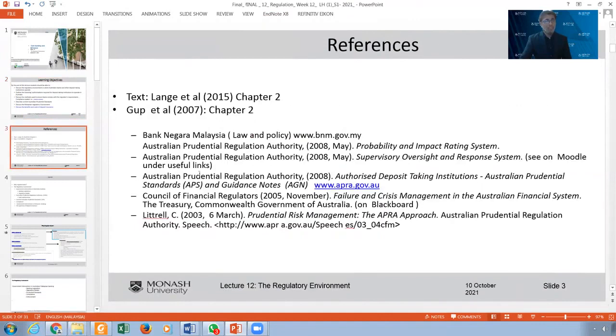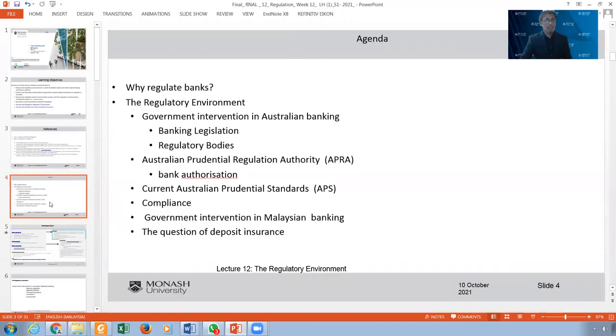These are the resources, and actually the resources are APRA resources, or you can look at Bank Negara. If you are in Australia, it is APRA; here it is Bank Negara. And if you are from any other country, of course, you can access your central bank. Your central bank will be rich in terms of regulations.